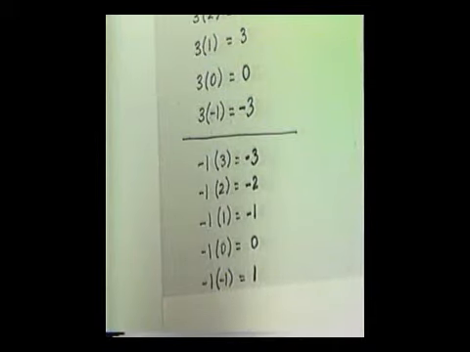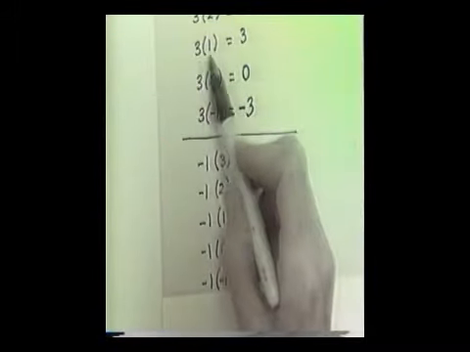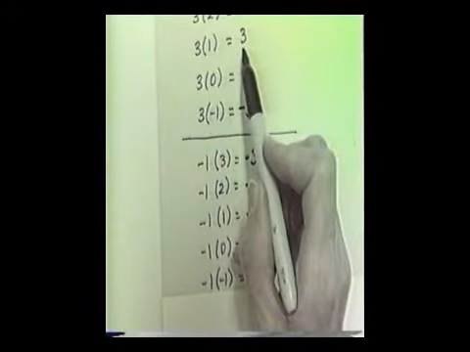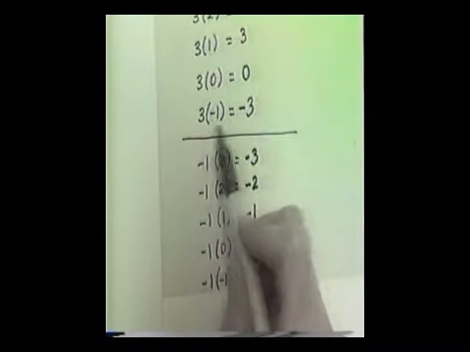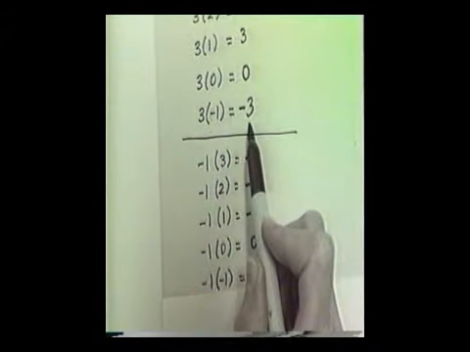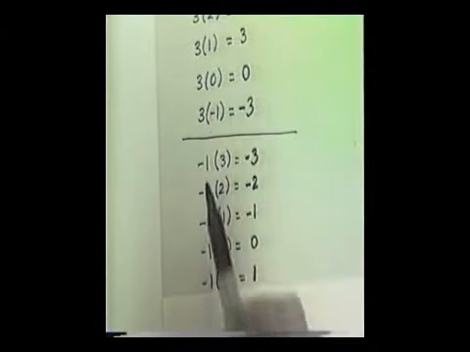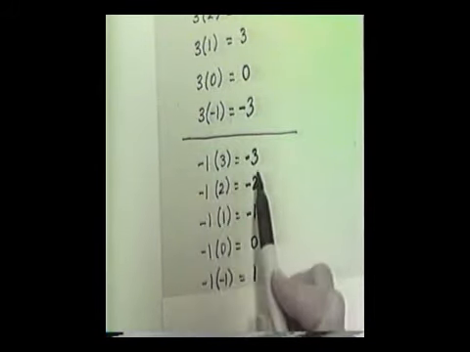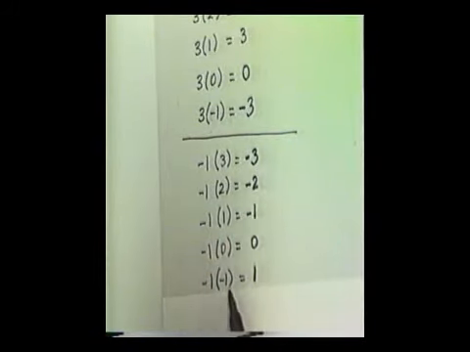So we've got examples of the different combinations of signs. If you multiply 3 times 1, you get 3. A positive times a positive gives you a positive result. If you multiply 3 times negative 1, you get negative 3. A positive times a negative gives you a negative result. If you multiply negative 1 times 3, you get negative 3. A negative times a positive gives you a negative result. And if you multiply negative 1 times negative 1, you get positive 1. A negative times a negative gives you a positive result.